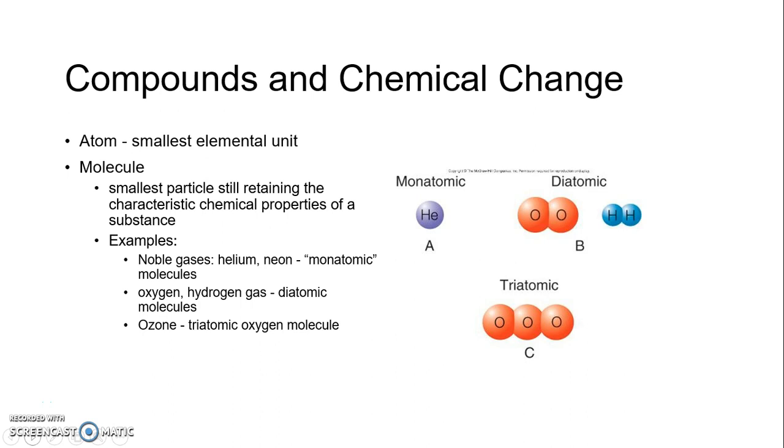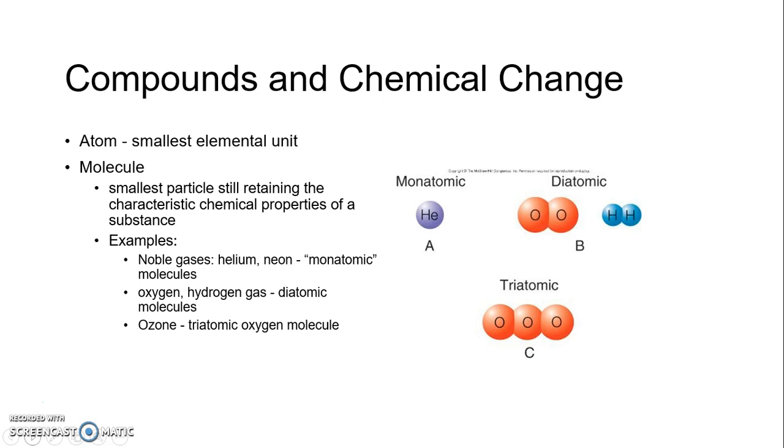So remember that an atom is the smallest elemental unit. In other words, you take any element such as gold, and you cut it. The smallest that you can get is an atom. That's a nucleus with a proton and a neutron in the middle, electrons orbiting on the outside.